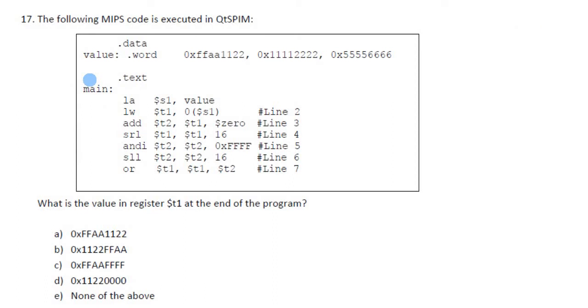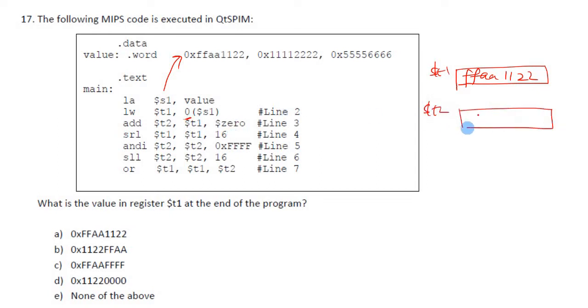Question 17, basically what does it do? So S1 is holding the starting address of value, which is the first element. Take the first element with offset 0, meaning the first full word, and load it into T1. Okay, so T1 has a value of FFAA1122, and I copy that into T2. So T2 has a value which is the same, FFAA1122.